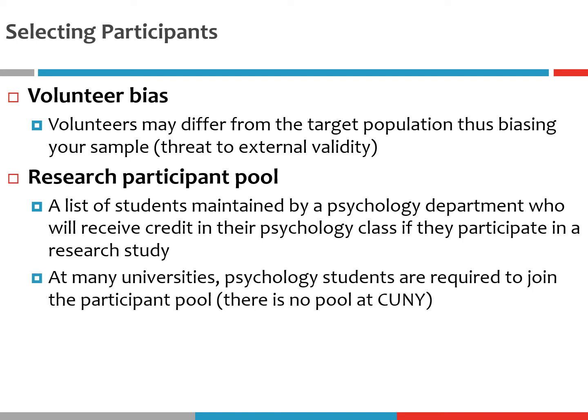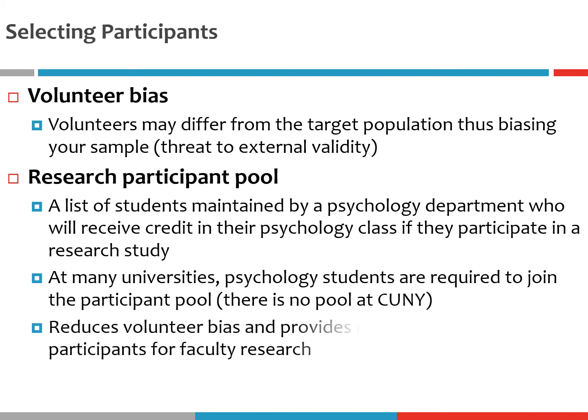There's no pool at CUNY. There was one at Rutgers, where I was a graduate student and an adjunct. They have it at all research universities, but not within CUNY. And this is a great thing. As I said before, it reduces the volunteer bias because now you have a whole bunch of different students who have different personalities, different characteristics. It's great. It provides a steady supply of participants for research.